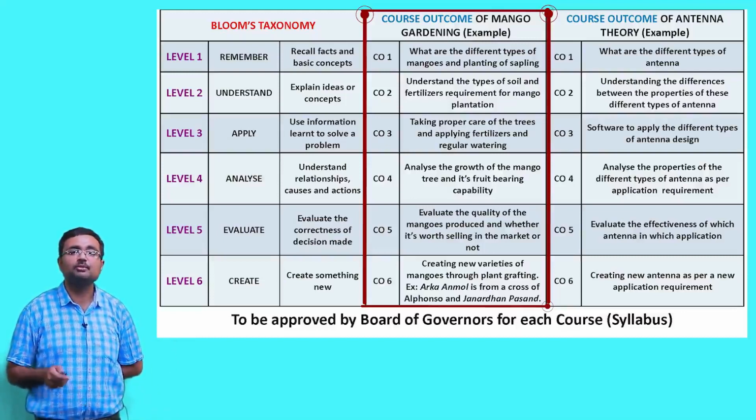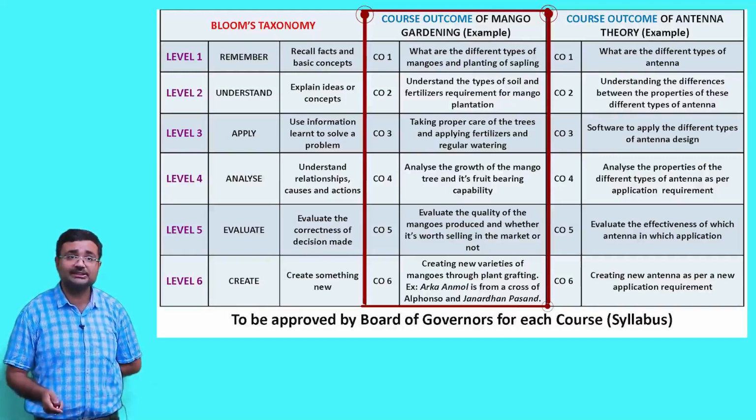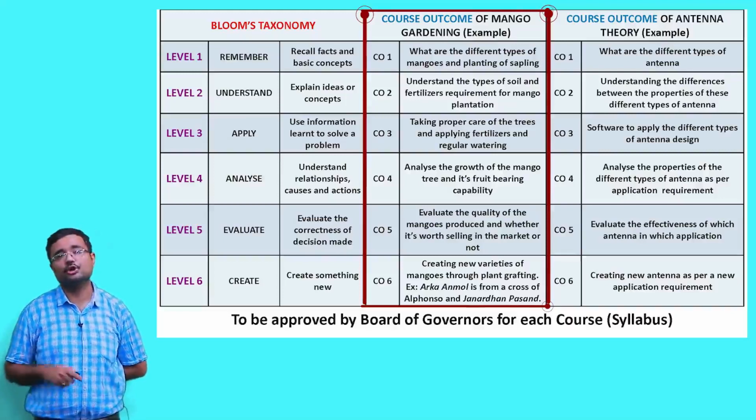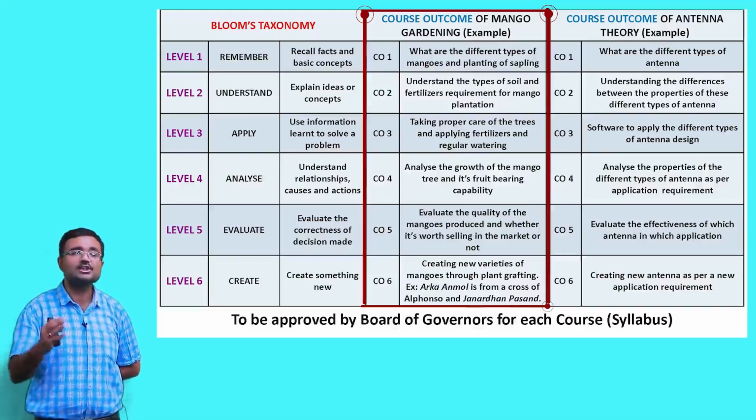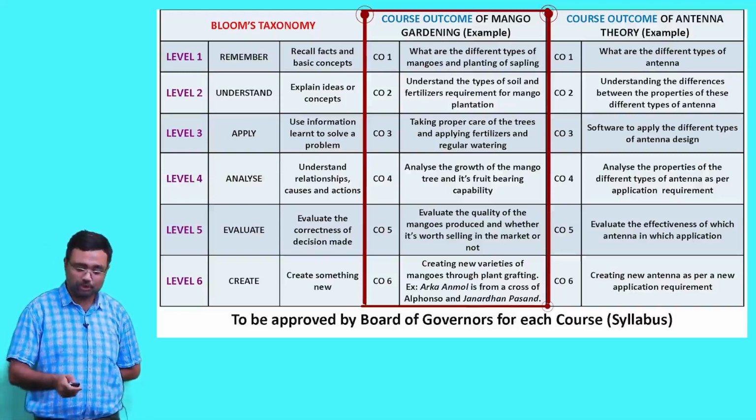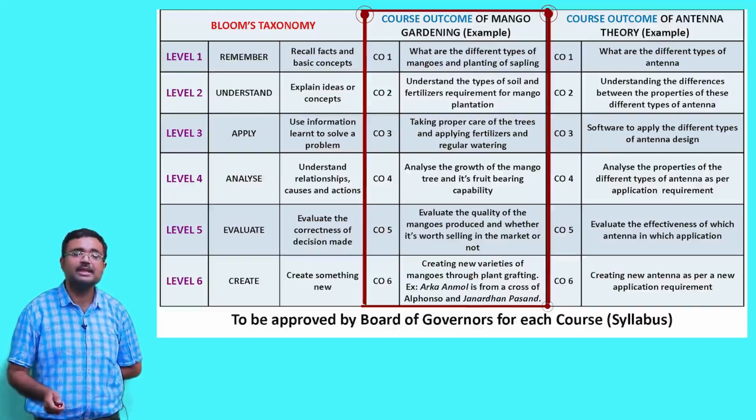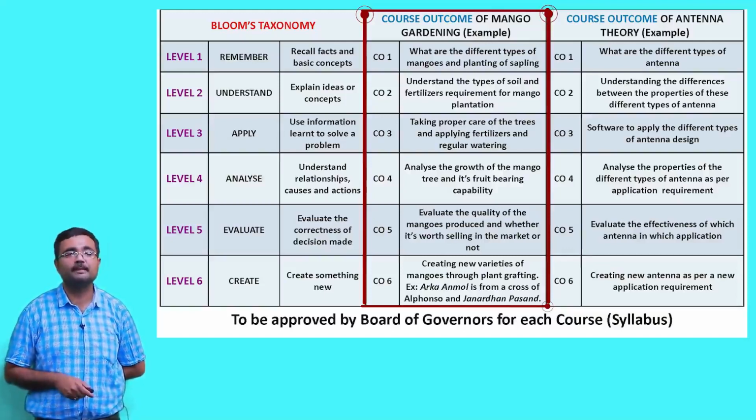CO5 should be about evaluation. That is, evaluate the qualities of the mangoes which are produced and whether it is worth selling in the market or not. And the last phase of this should be create in Bloom's taxonomy. The CO, or the course outcome, exactly mapped to this is creating, that is the CO6, creating new varieties of mangoes through plant grafting.